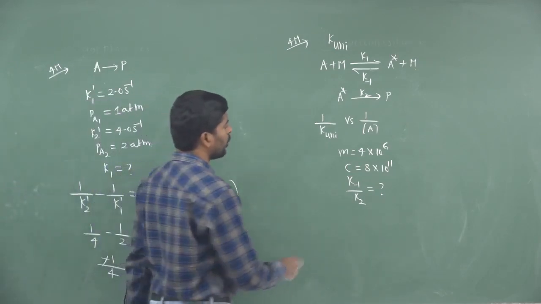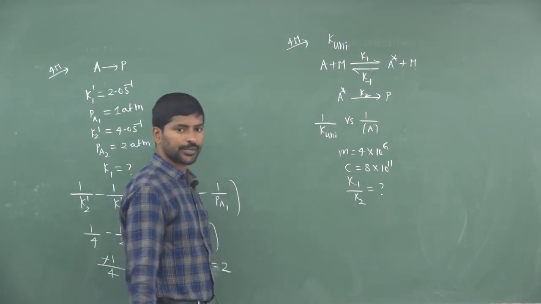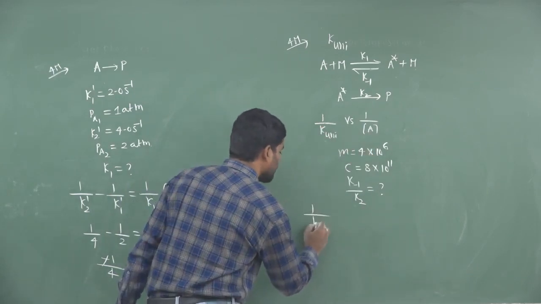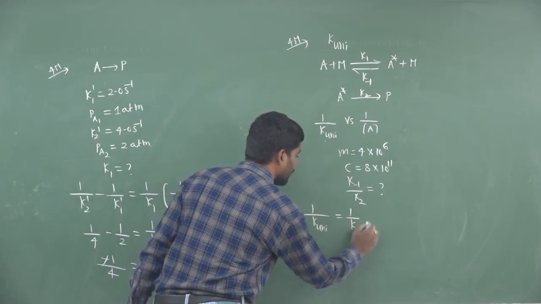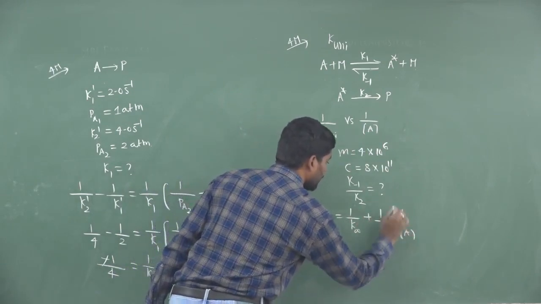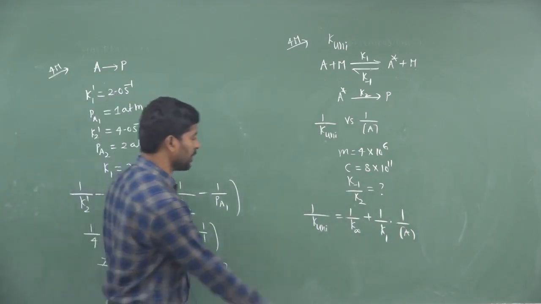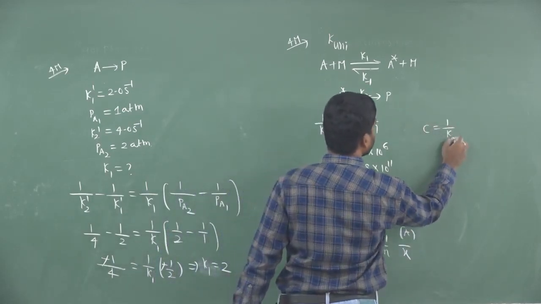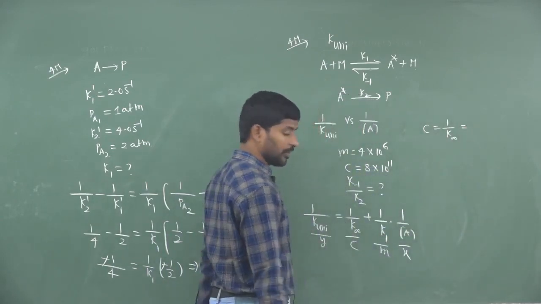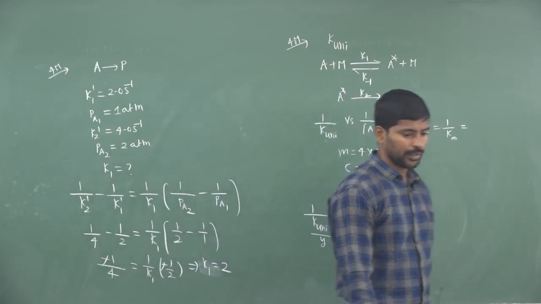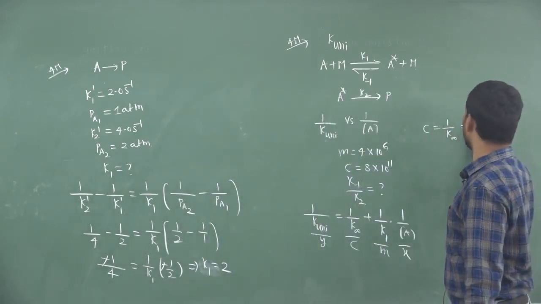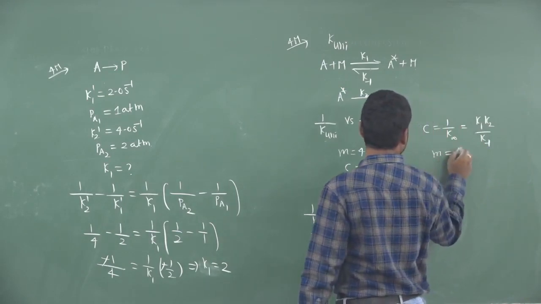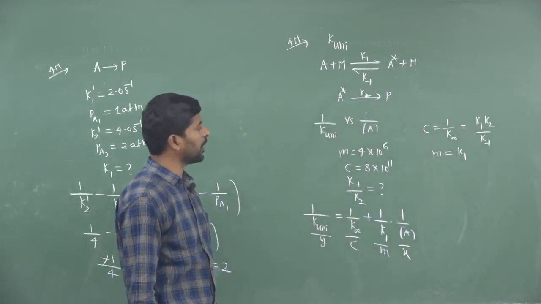Let's check how to get K minus 1 by K2 from slope and intercept. What is the equation we have? 1 by first order rate constant versus 1 by concentration of A is a linear relationship, in the form y is equal to C plus mx. C is equal to 1 by K infinity, the inverse of K infinity, which is K minus 1 by K1 K2. The slope is 1 by K1. Now what we want to calculate is K minus 1 by K2.